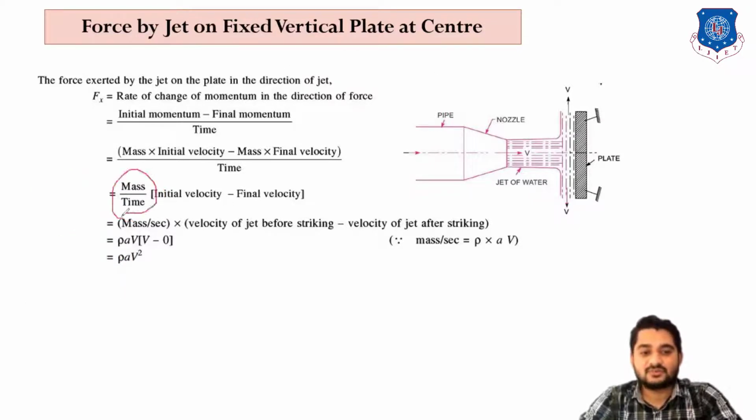So instead of mass flow rate, we can write rho A V. Now initial velocity, that means velocity of jet before striking of this plate. So that means velocity of jet before striking of this plate, here it is V. So V minus velocity of jet after striking of plate in this direction. In X direction, there is no velocity after striking of plate. That means final velocity will be 0. So our equation will be rho A V square for simple flat vertical plate.